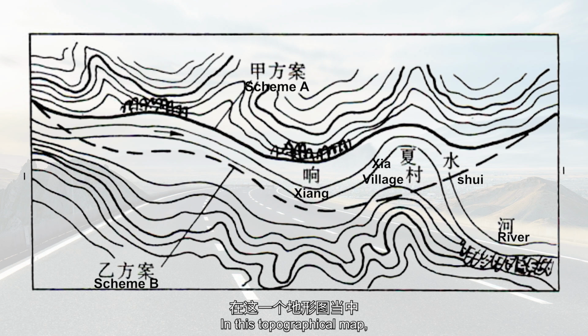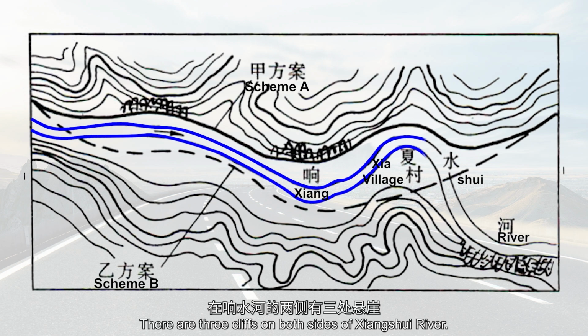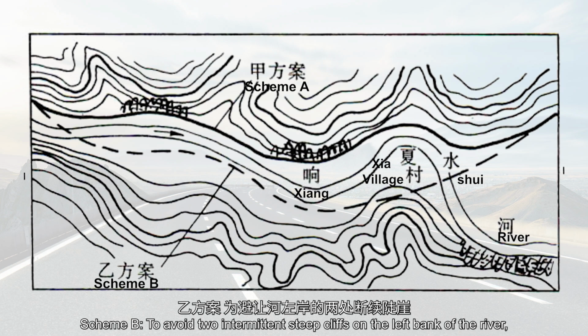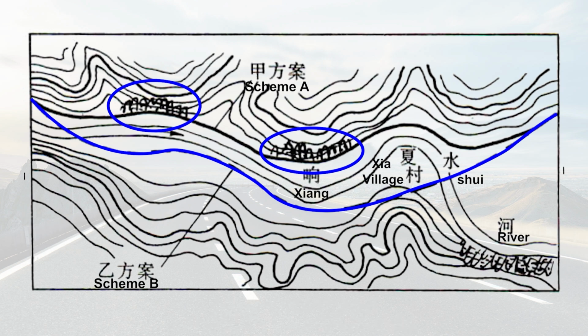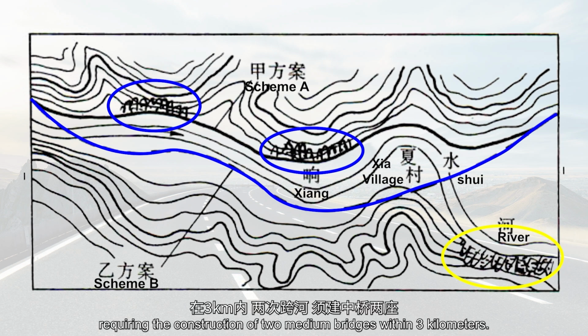In this topographical map, there are two valley line schemes, A and B, chosen on different riverbanks. There are three cliffs on both sides of Xiangshui River. Think about which of the two schemes, A or B, is better. Scheme B, to avoid two intermittent steep cliffs on the left bank of the river, crosses to the right bank's better terrain. However, after passing Xia village, the right bank faces a steeper and longer cliff, and the road must cross back to the left bank, requiring the construction of two medium bridges within 3 kilometers.